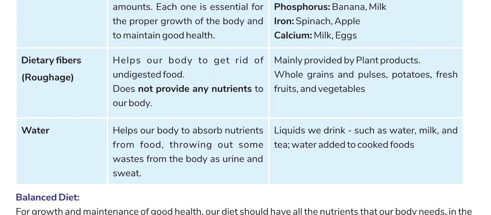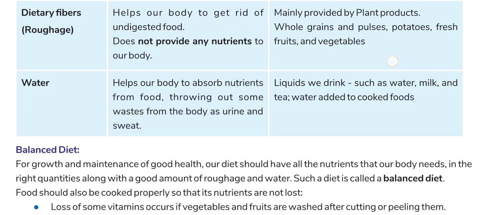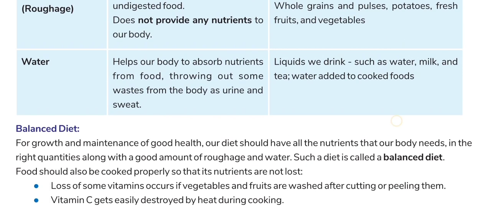Dietary fibers, roughage. Helps our body to get rid of undigested food. Does not provide any nutrients to our body. Mainly provided by plant products, whole grains and pulses, potatoes, fresh fruits, and vegetables. Water helps our body to absorb nutrients from food, and throw out some wastes from the body as urine and sweat. Sources: liquids we drink, such as water, milk, and tea, and water added to cooked foods.